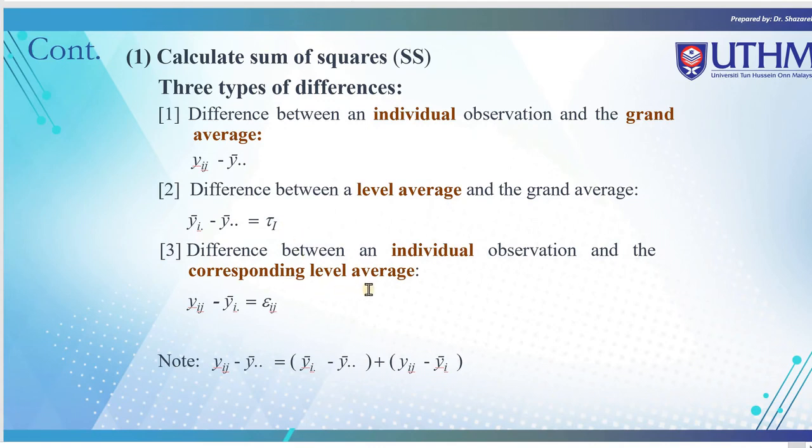Next we have the difference between an individual observation and the corresponding level average. So this is the individual observation compared with the expected level average, denoted as epsilon ij. So we have a different error for each of the observations here. Also, for Yij, the individual observation minus the overall mean is equal to the level mean minus the overall mean, plus the individual observation minus the level mean. So we can compute it this way.